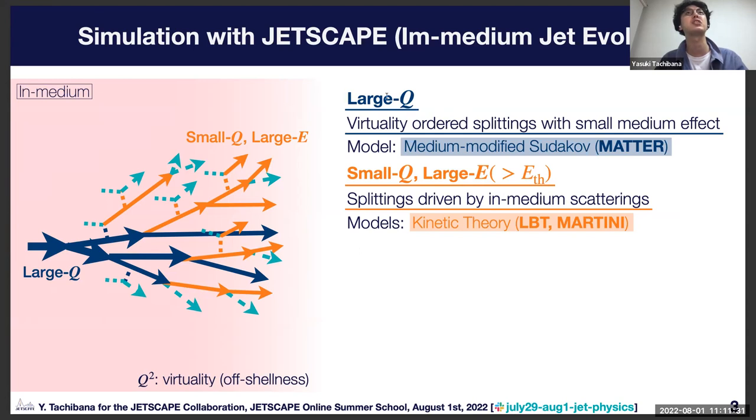This is what we had in the previous section. For the large virtuality phase, we had virtuality-ordered splitting with small medium effect, which was covered by the MATTER module by default in JETSCAPE. And then in the low virtuality phase, kinetic theory based energy loss modules like LBT and MARTINI can handle the evolution of jet partons inside of the medium. And here we attach two modules to extend the applicable energy scale for the jet shower evolution.